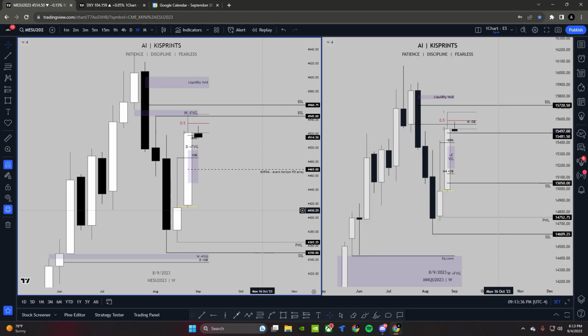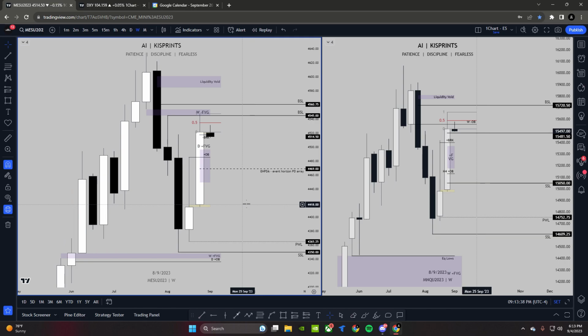Perfect. All right, so last week we said I want to see a displacement to this weekly imbalance. At the same time, we want to be looking for a PD array on NQ, which is this weekly order block, which we tapped into there, and we respected. Notice how we didn't close inside of it or above it. We wicked off of it. Same thing right here.